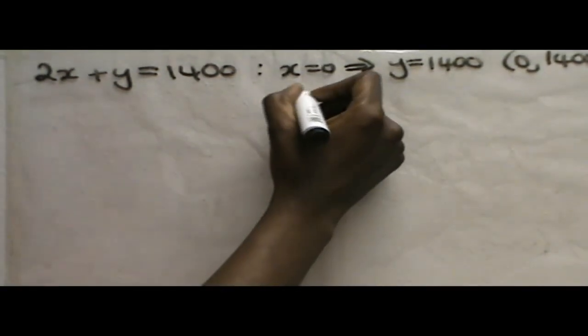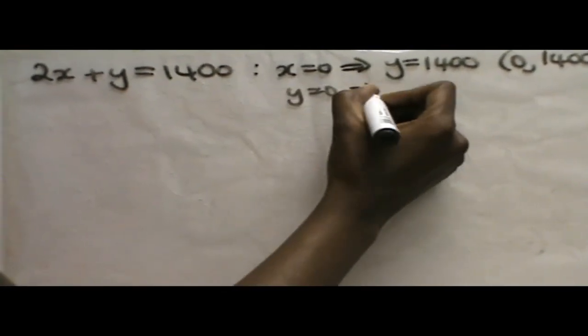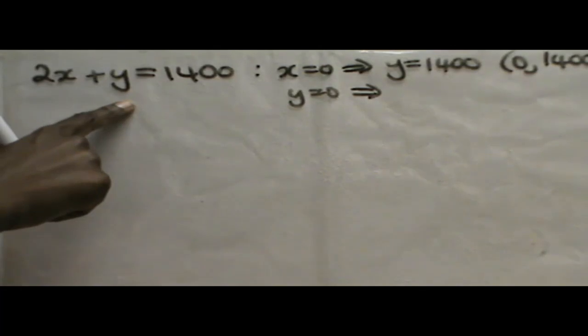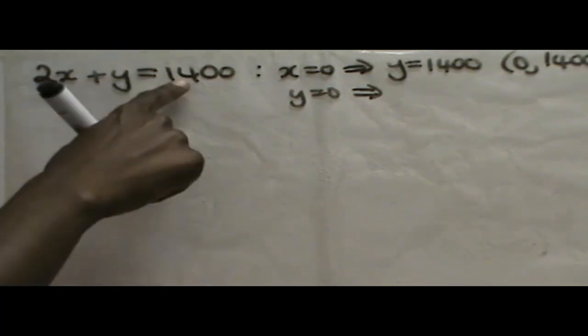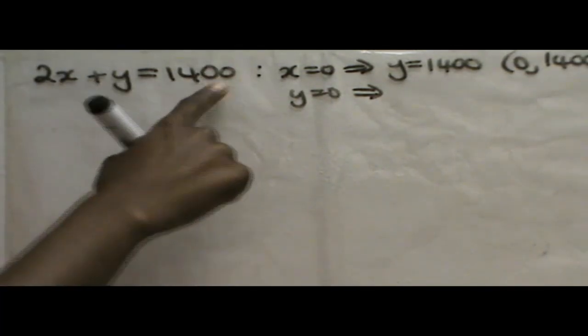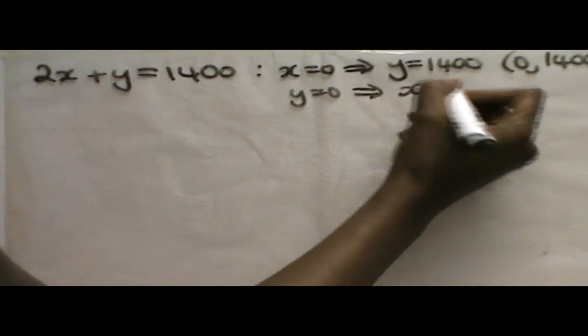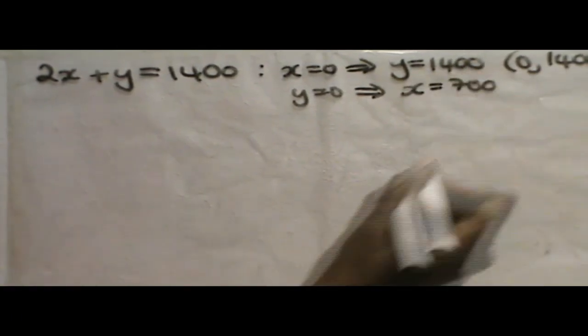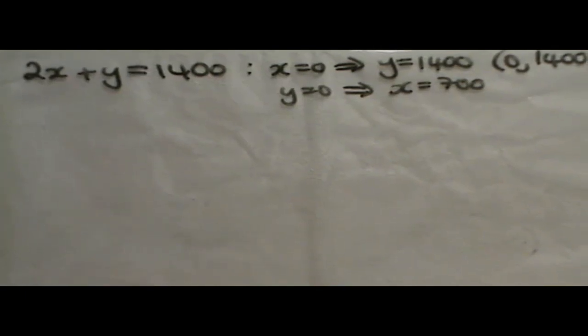And then if y is equal to 0, that means 2x equals 1400, and that means x is equal to 700. Feel free to pause the video to do the calculations. I'm going a little bit fast, but this is simple algebra, which I'm sure you know how to do.